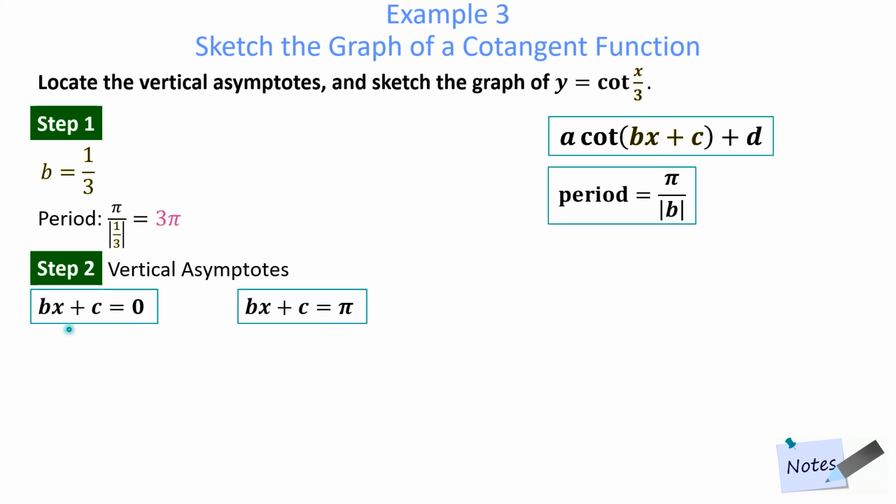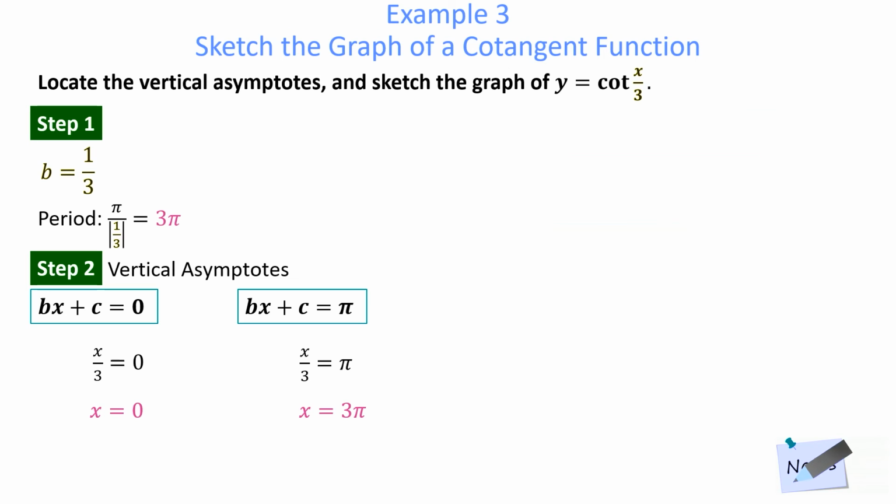So over here, bx plus c replaced with x over 3 gives me the following, and over here, bx plus c replaced with x over 3 gives me the following. When we solve these two equations, we get the following: x equals 0 and x equals 3 pi. And these are the two vertical asymptotes, or consecutive vertical asymptotes, for this cotangent function.